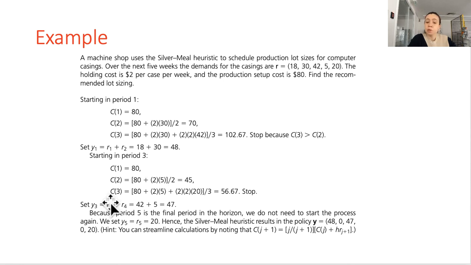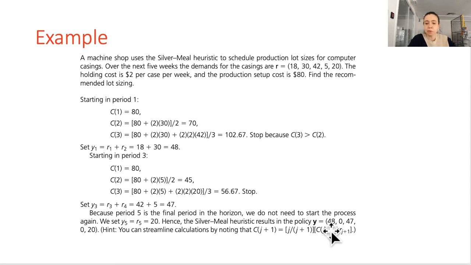So I continue calculating C3, but I obtain a higher value in C3 when I compare it with C2. So I stop. Now in this case, I decide to make a production in third period for 2 periods. And since I only have the last period, I make the production plan in that period for the net requirement of that period. So here is my production plan.